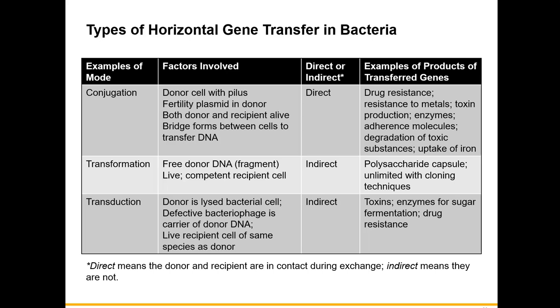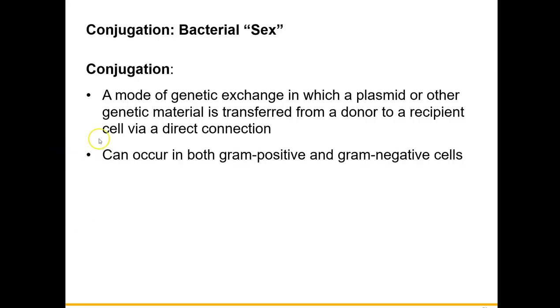Transduction is when the donor is a lysed bacterial cell and a defective bacteriophage is the carrier of the donor DNA, and there's a live recipient cell of the same species as the donor. So a lot of the time this is through a phage. It's indirect, and it can be toxins, enzymes for sugar fermentation, and drug resistance. So let's go through them.